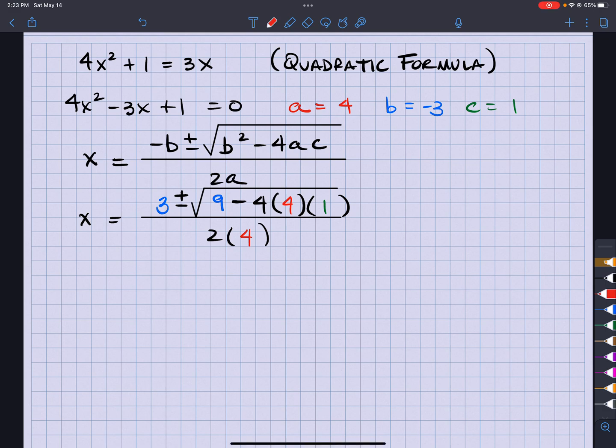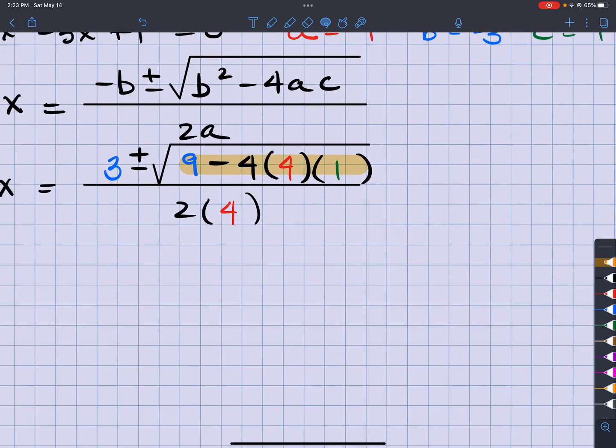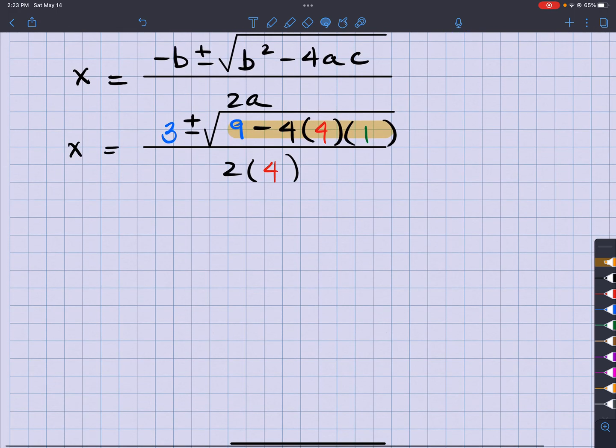All right, so one of the things I always tell my students is that, hey, if you're going to use your calculator at all, only put in what's underneath the radical. Do not put the radical in whatsoever, only what is underneath the radical. So in your calculator, you just want to do 9 minus 4 times 4 times 1. That's all you want to do.